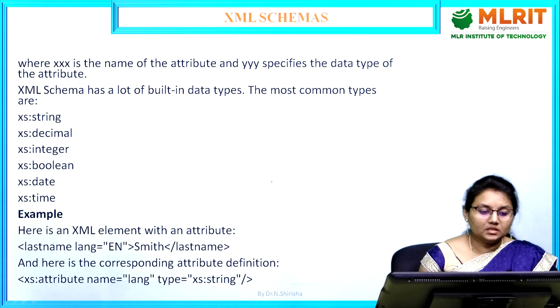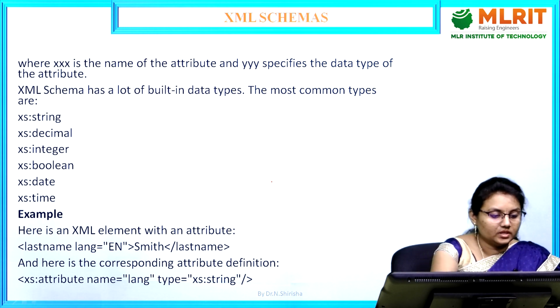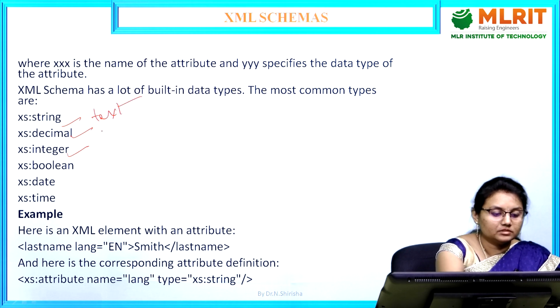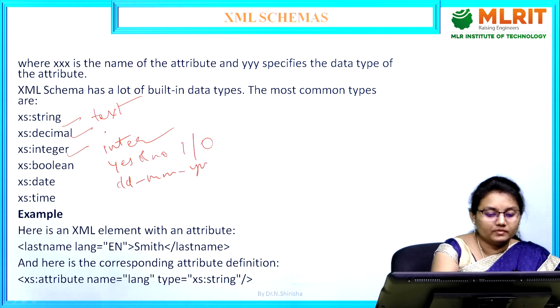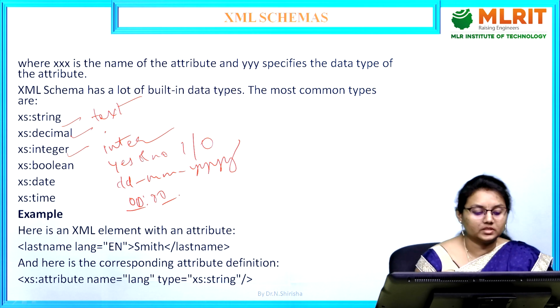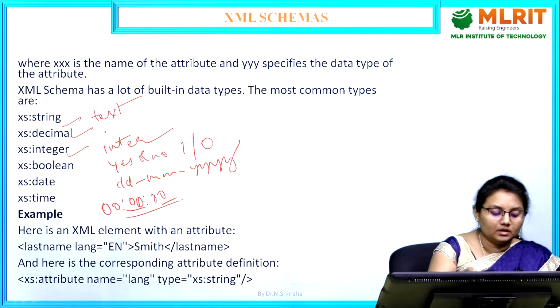These are the built-in data types. We have string, decimal, integer. String is for text. Decimal is for floating points. Integer is for integers. Boolean, yes or no, or 1 or 0. Date, dd, mm, yy. Time, minutes or seconds or hours that you have to pass.